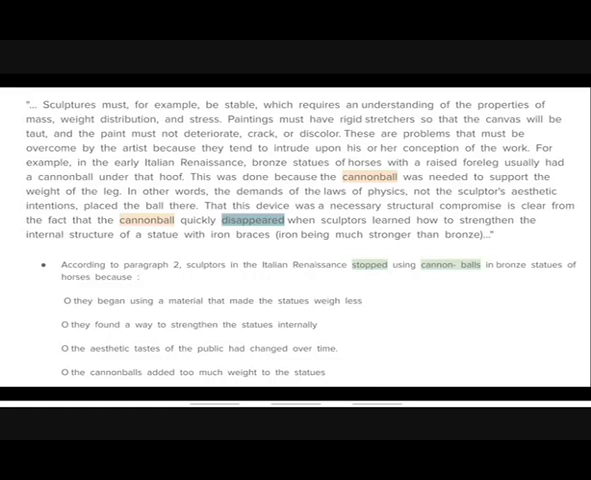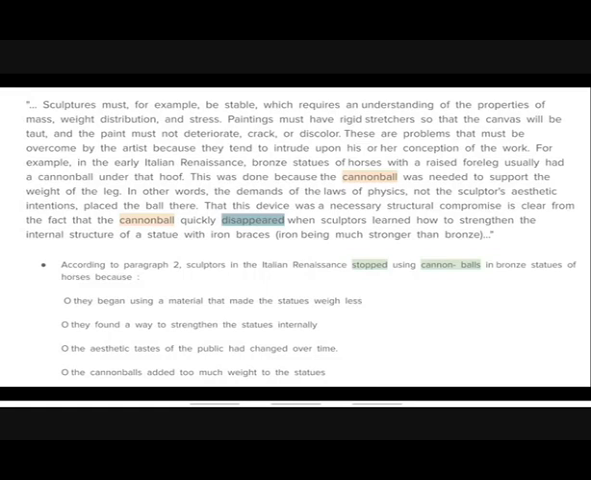Like it also indicates a transition from a state of presence to the state of disappearing. So let's skim the second sentence. We see that the main idea of the second sentence is strengthening the statues internally, and that's why they stopped using cannonballs, because sculptors knew how to strengthen the statues internally using iron braces. So when we read the choices, we see that the second choice, which is they found a way to strengthen the statues internally, actually has our answer.